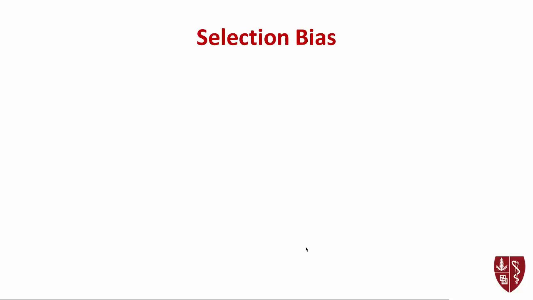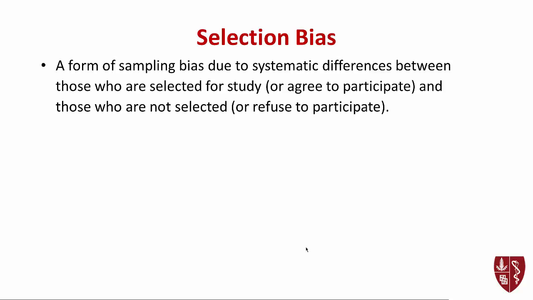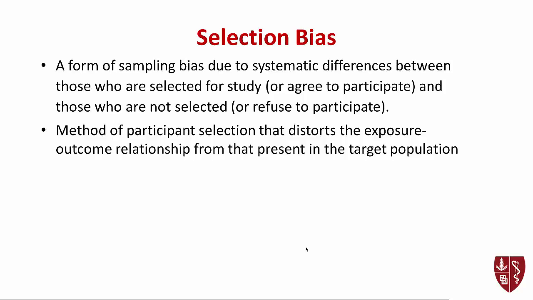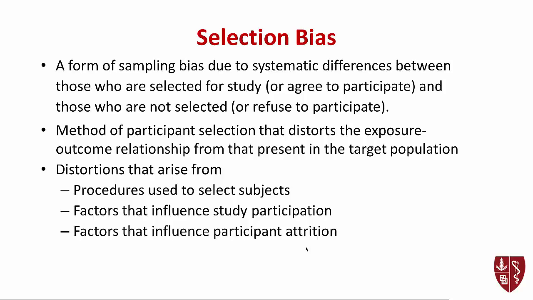Now let's talk about selection bias. So the classic definition of selection bias is a form of sampling bias where there are systematic differences between those who are selected for study, that is, who agree to participate, and those who are not selected, or those who get left out or refuse to participate. And the method of participant selection that distorts this exposure-outcome relationship from that present in their target population leads to selection bias. And these distortions can arise from procedures that are used to select subjects, factors that may influence study participation, and factors that influence participant attrition.